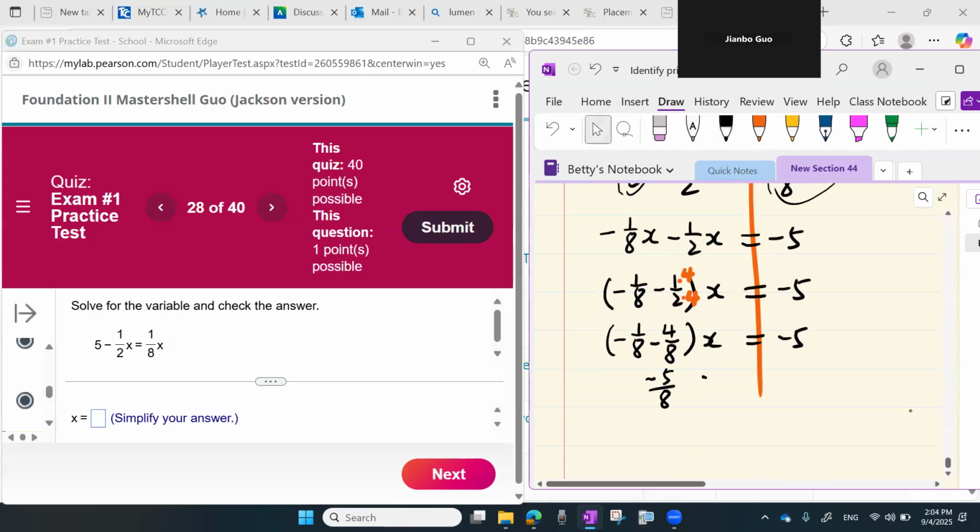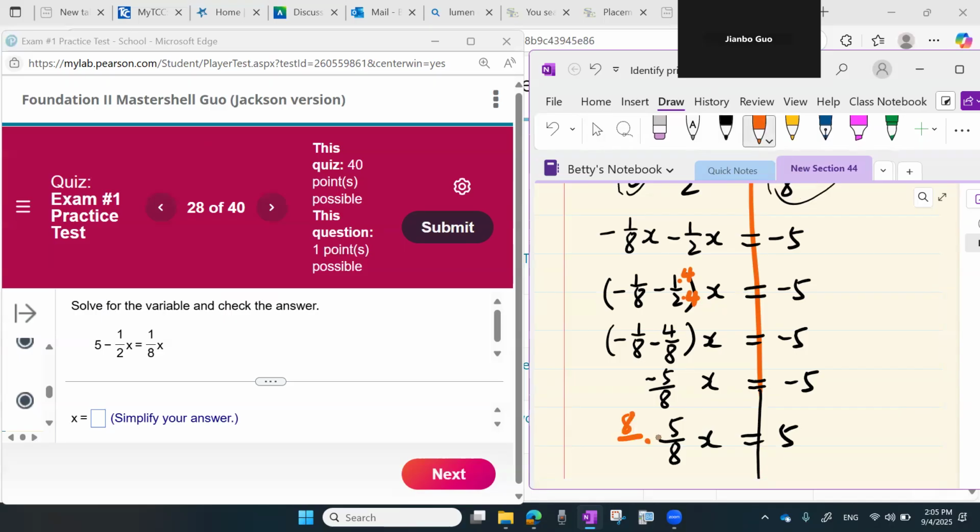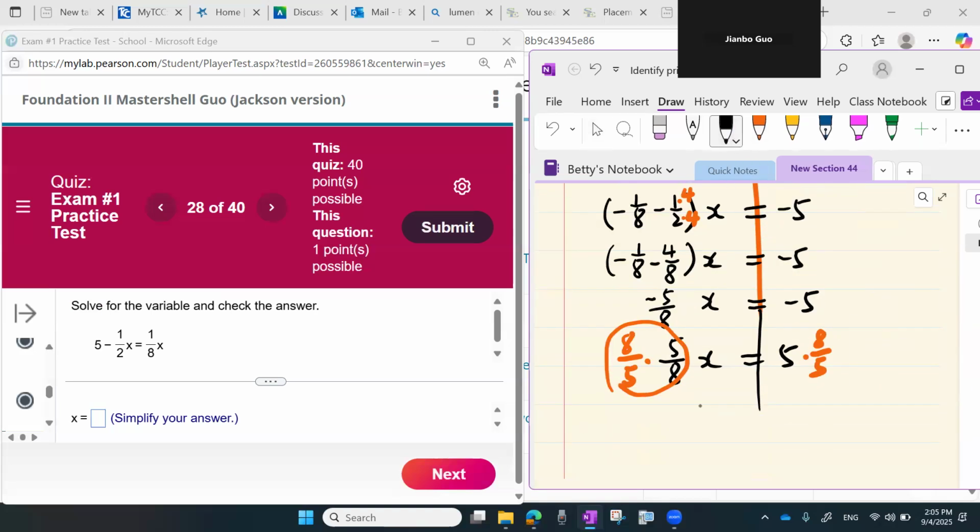-5 over 8 times x equals -5. As you can see, both sides has a negative sign. We can just get rid of them at once. So we have 5 over 8 times x equals 5. And then we want to multiply each side by the reciprocal. This product is 1. That's the reason we multiply by the reciprocal, right? So we have x on the left side isolated, on the right side we have 8. Because 5 over 8 means 5 divided by 8. Means 8 divided by 5. Divide by 5 and then multiply by 5, we go back 8.